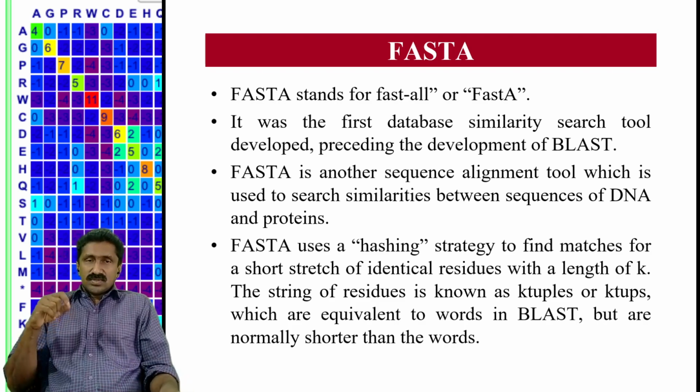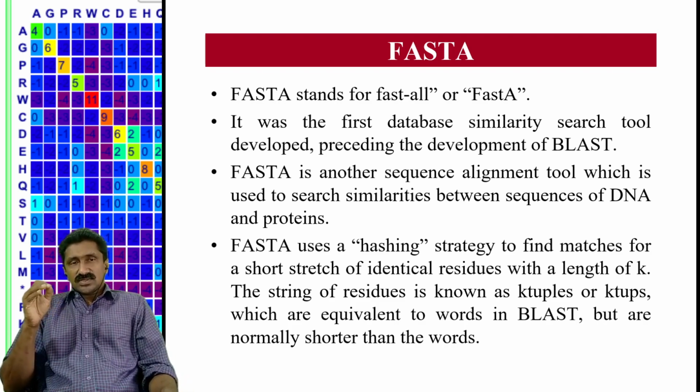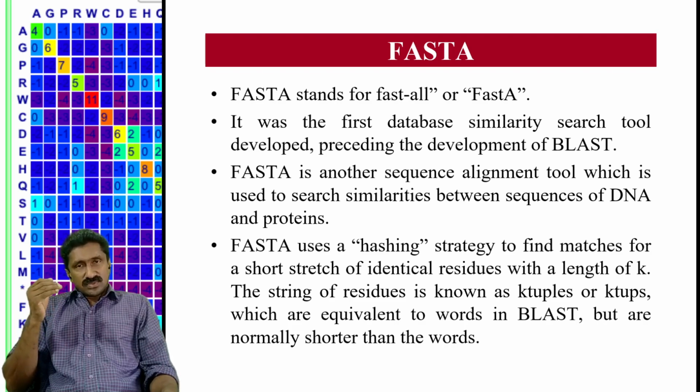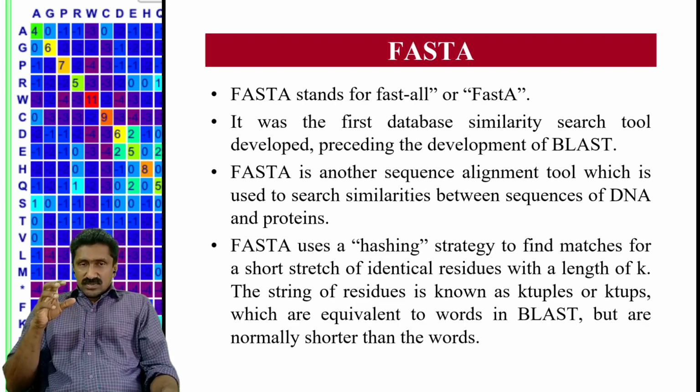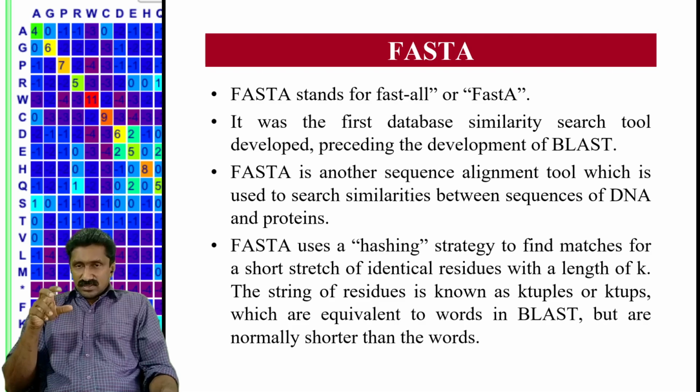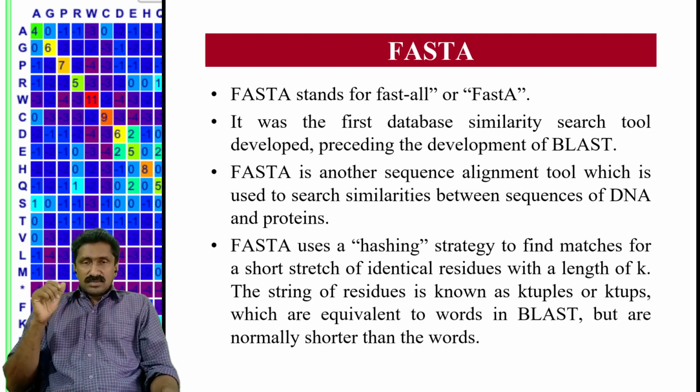FASTA is another sequence alignment tool which is used to search similarities between sequences of DNA and protein. FASTA uses a hashing strategy to find matches for a short stretch of identical residues with a length of k, where k is the word length. The strings of residues are known as k-tuples, which was already discussed in detail, and are equivalent to the words in BLAST. The k-word and k-tuple are the same concept, but k-tuples are normally shorter than BLAST words.